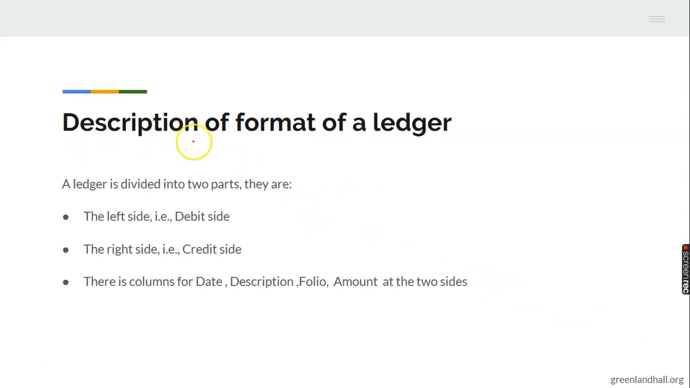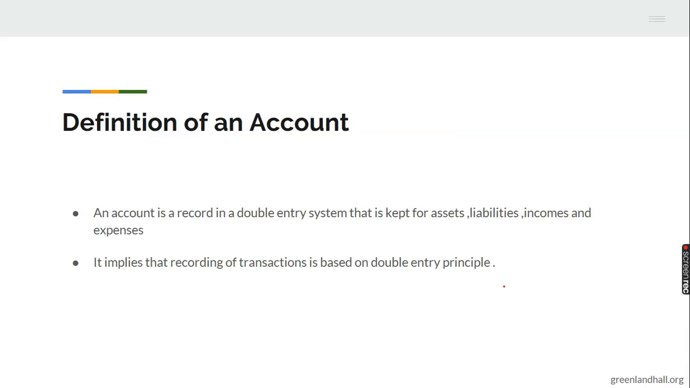Description of the format of a ledger. A ledger, like I mentioned, is divided into two parts: the left side, that is the debit side, and the right side, which is the credit side. There are columns for date, description, folio, and amount at the two sides. So we have four columns at the two sides, thus making 8 columns in a typical ledger.